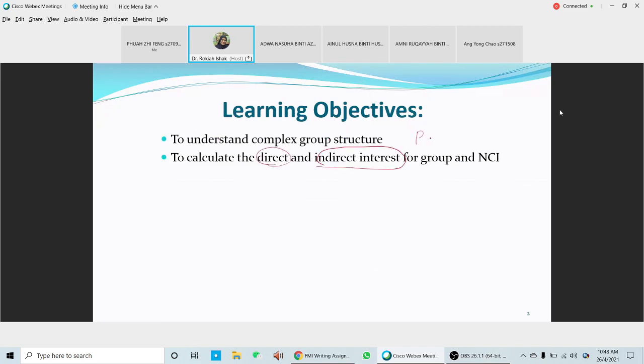Direct here: the parent has one subsidiary, and this we call direct. Let's say the parent has 80%. And then this subsidiary also has another subsidiary, maybe with 60% here. So even though the parent does not have shares in subsidiary 2, we say that the parent has indirect control in subsidiary 2 through subsidiary 1. How many percent?